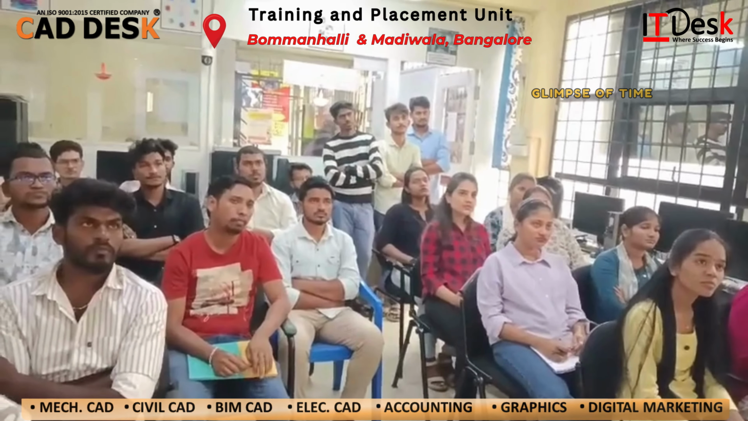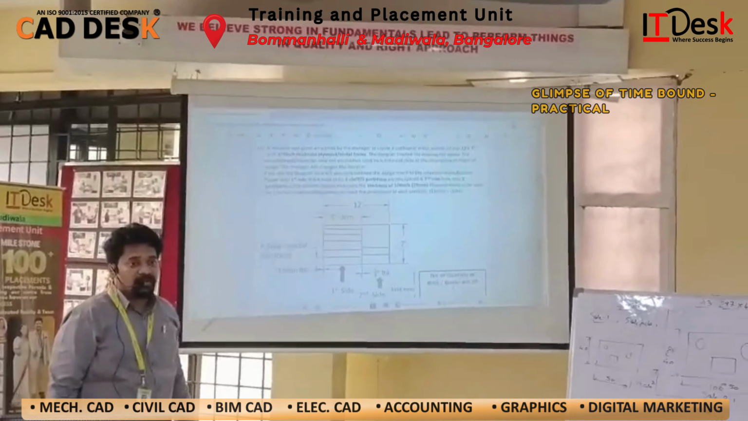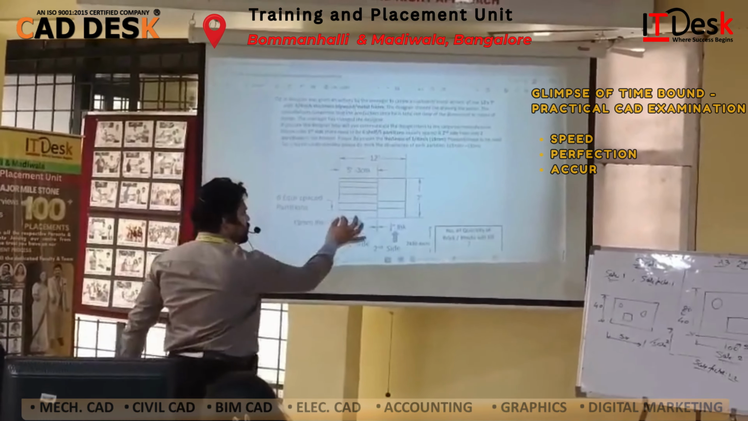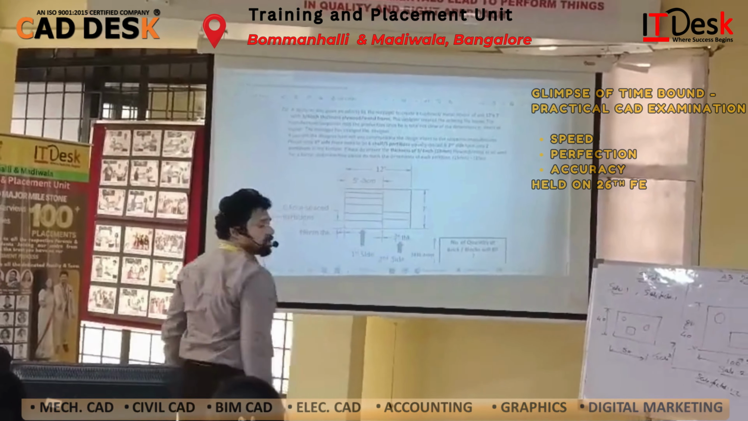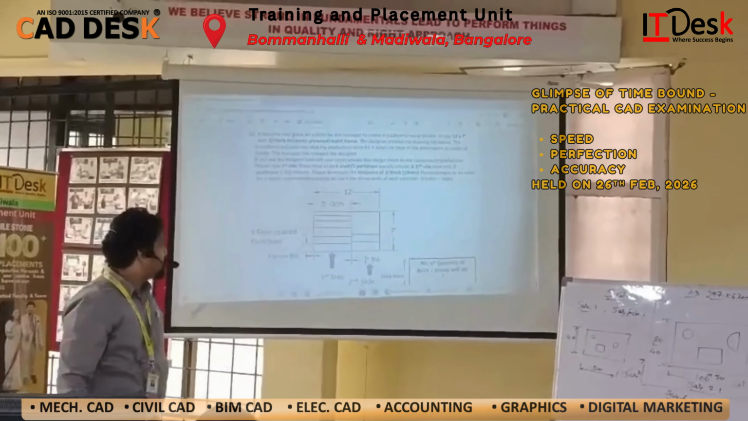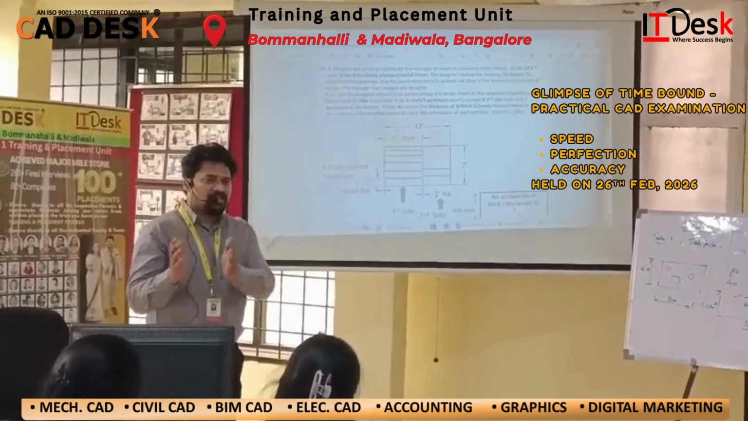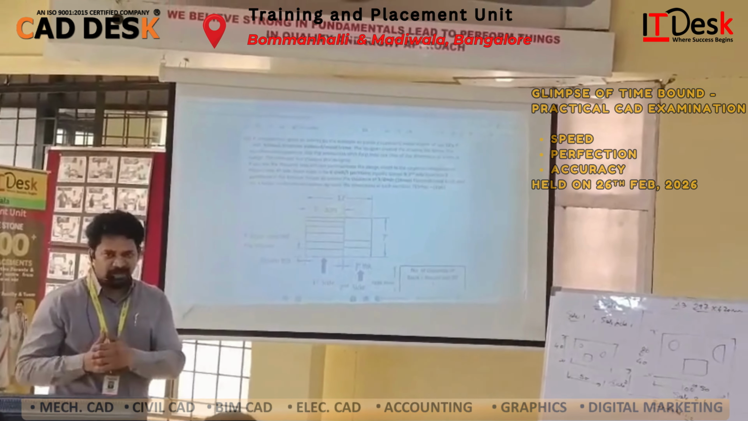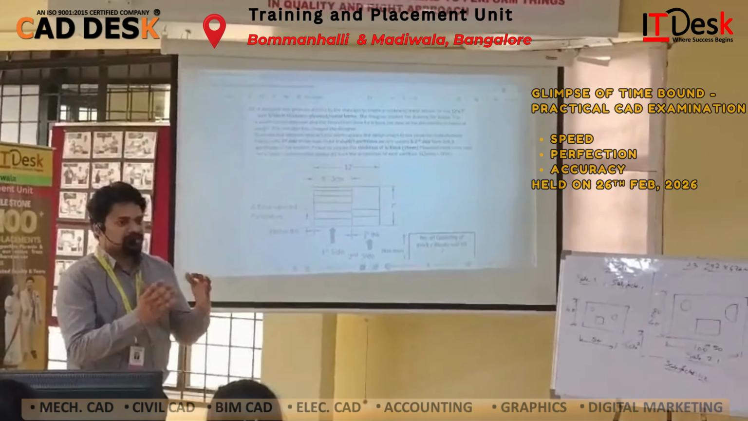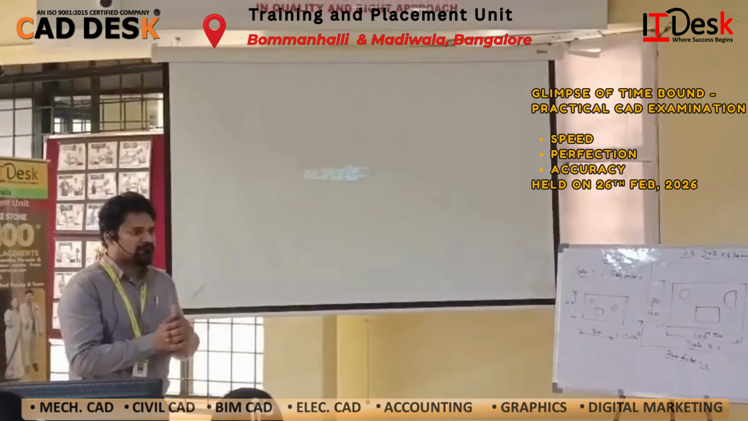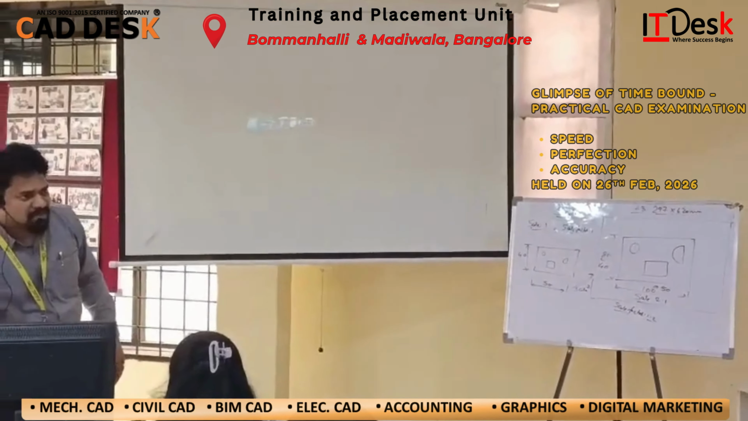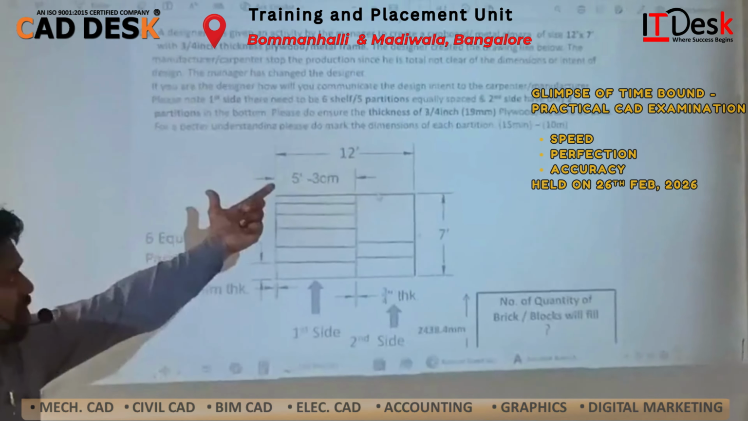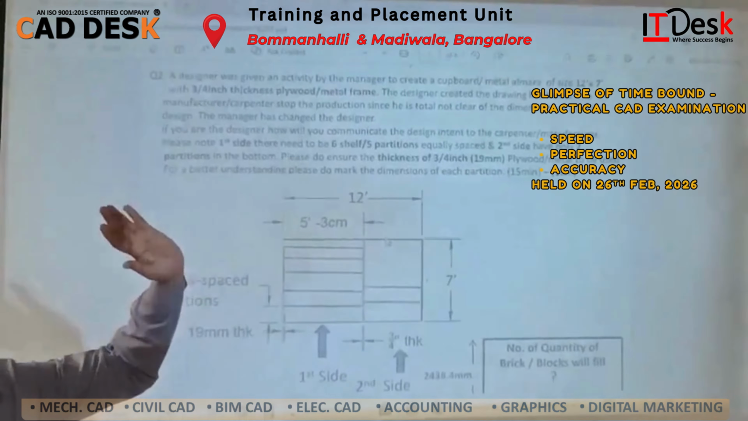The designer was given an activity by the manager: 12 feet by 7 feet. Thickness is how much? This thickness and all, you are using 3/4 inch thickness. Civil engineers, you want to use one measurement unit. You try to use one measurement unit. Mechanical engineers, mostly you are familiar with millimeters. Try to convert everything into millimeters. Accordingly, you can do it. But finally, whatever the value is there, that has to reflect there.